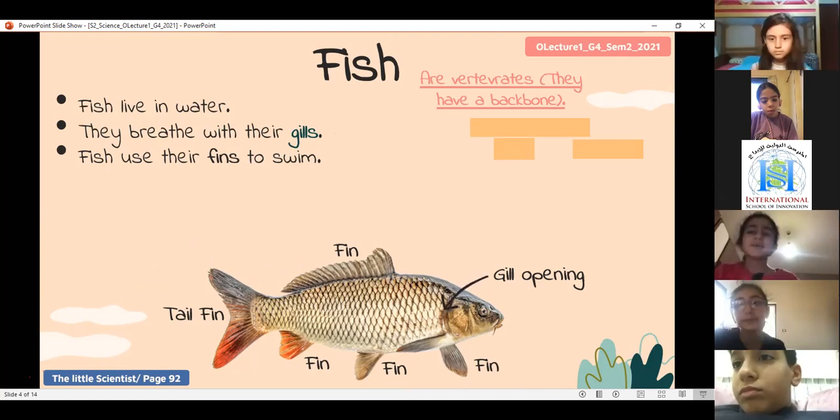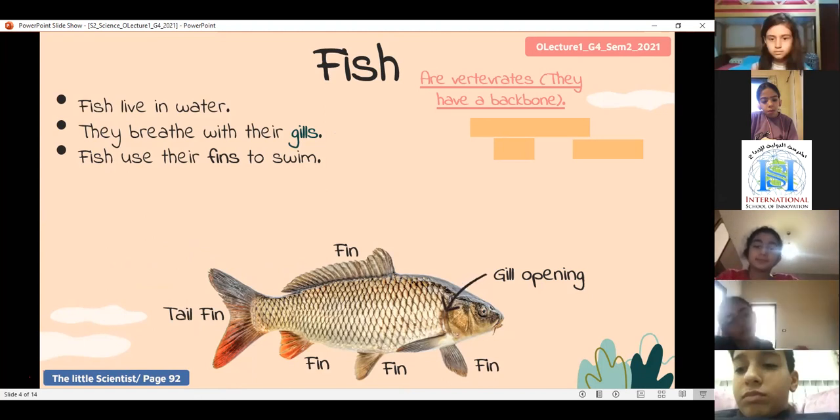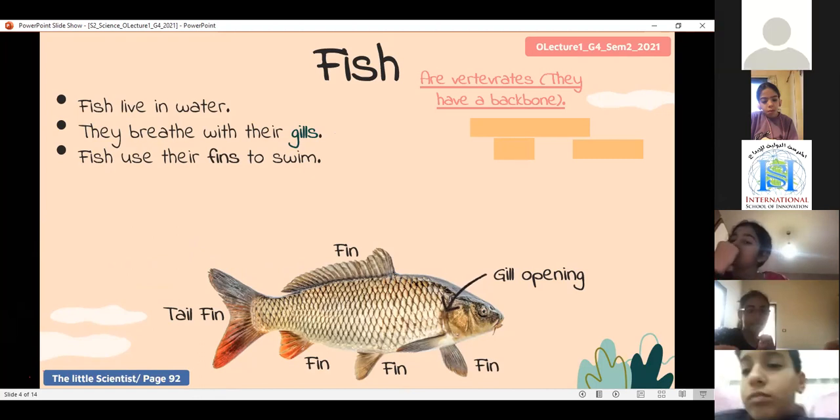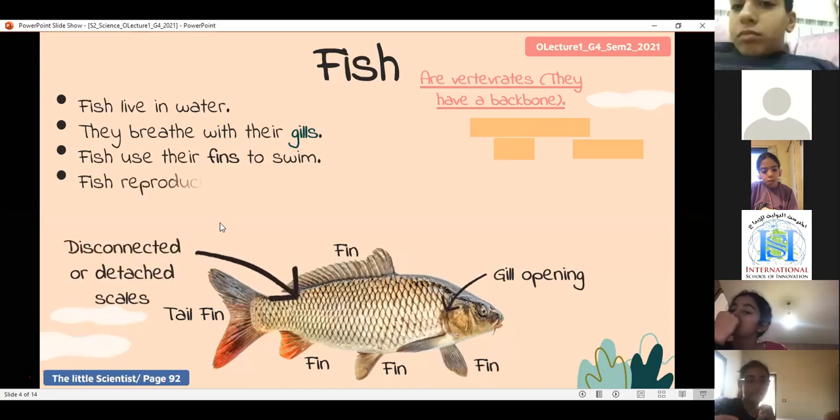Salma Abdullah, we say that fish are oviparous animals. Why do we classify them as oviparous animals, Salma? Because they lay eggs. Perfect. Fish are oviparous animals since they reproduce by laying eggs.